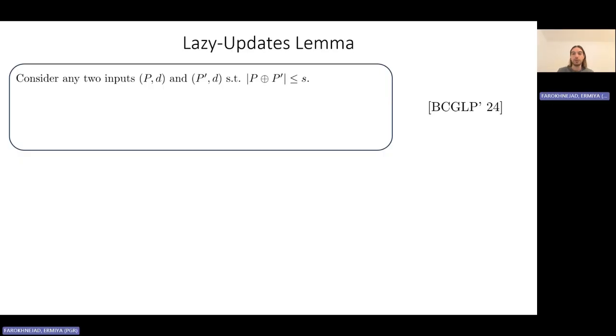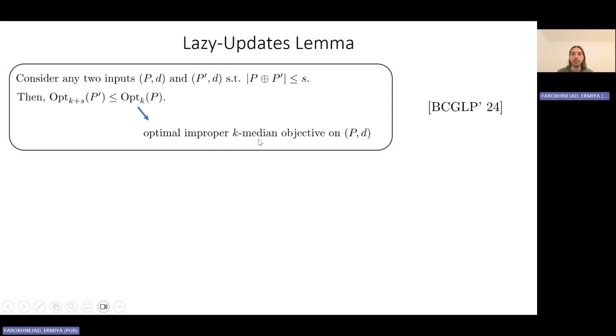Next lemma that we are going to use from prior work, which is very important, is called the lazy updates lemma. Assume that we have 2 spaces, P and P prime, 2 metric spaces, such that their symmetric difference is at most S. Then it is possible to show this inequality. What is opt_k? Opt_k is the optimal improper k-median objective on this space P.